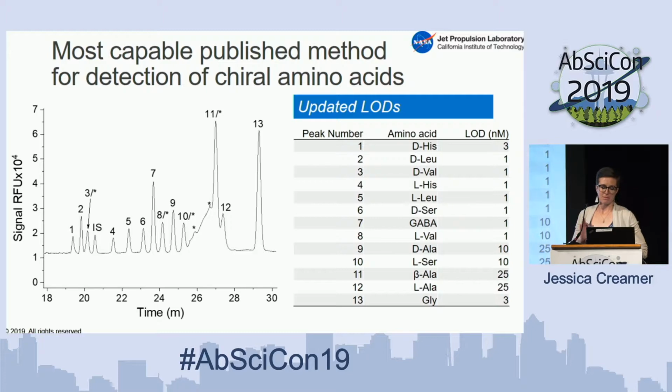Back when I published the method in 2017, our limits of detection were between 5 and 100 nanomolar. It's pretty good, but we've been able to get them down even lower, to between 1 and 25 nanomolar, depending on the amino acid. This is really great because it puts us in the range of what we see for Earth analog, like subglacial lake environments, for free amino acids. So we're in a good place to be able to detect free amino acids in ocean water.